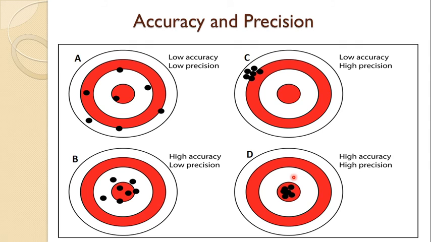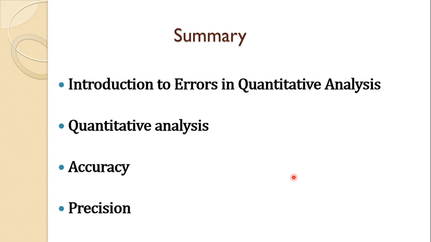So accuracy is related to the closeness of the measurement towards the correct value, and precision is related to reproducibility. These are the 2 important terms used in quantitative analysis. So in this lecture we saw the introduction to errors in quantitative analysis, accuracy and precision. Precision is nothing but reproducibility, and accuracy is nothing but the closeness of the measurement towards the correct value.